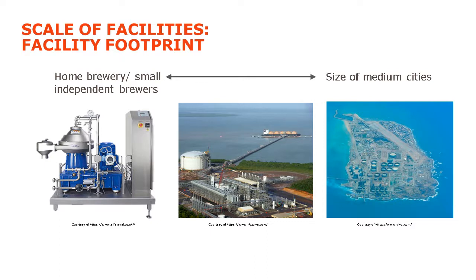Footprint-wise, again, we can go small to big. So small, I would argue this little homebrew setup from Alfa Laval constitutes a process plant, if you will. You have process piping, you have process equipment, you've got pumps, heat exchangers, perhaps a cyclone. You'll have utility connections to your mains water, to drainage, if you will, electricity. So it can be that size.